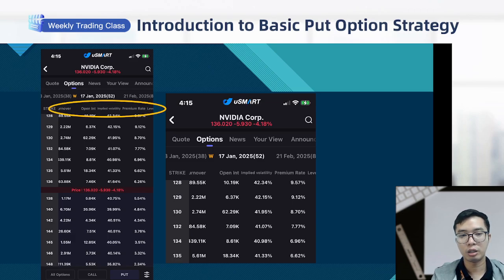And at the top, you can just scroll, and there is a lot of other information like the risk value, the open interest, the implied volatility, premium rate, leverage, and all sorts of information. But I think maybe we don't need to focus too much on that yet, and we just follow the basic steps of how we open a long put.